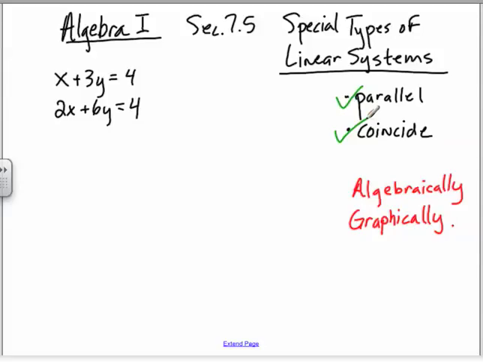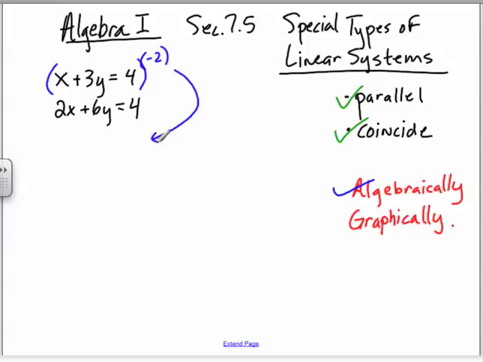Okay, now we can find out if lines have one solution or no solution or infinite solutions. We can find that out algebraically and graphically. Alright, now I'm going to take this system that I've got up here and I'm going to do it algebraically first, and I'm going to multiply this top one by -2.